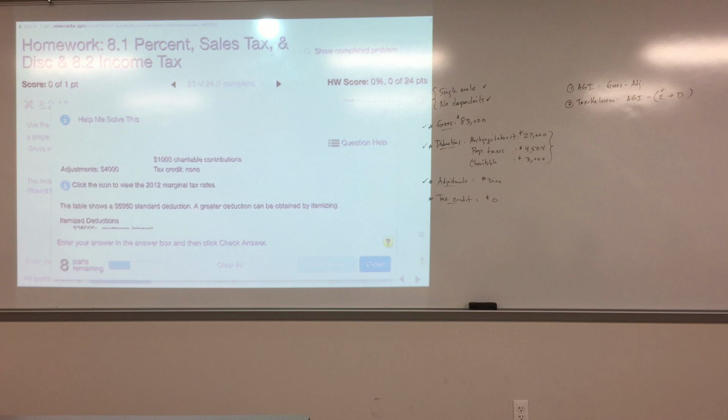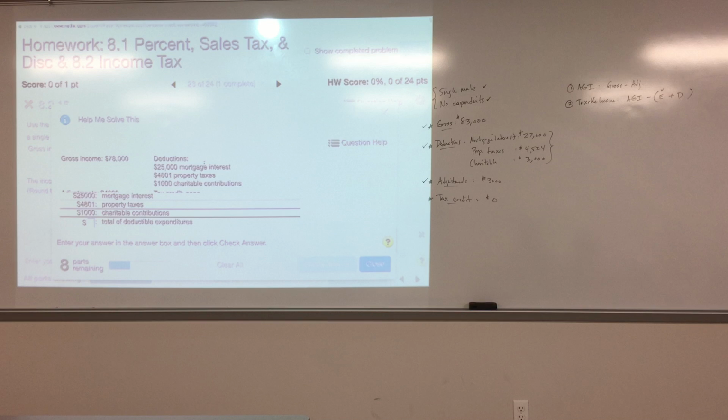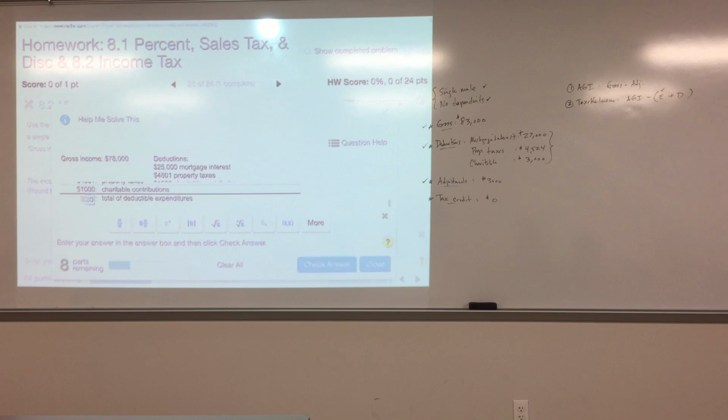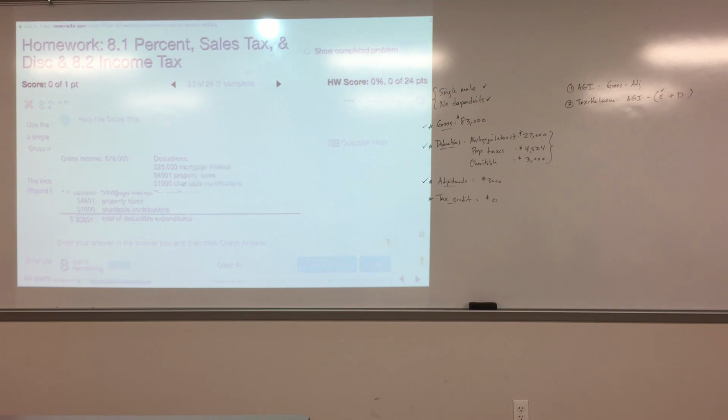Okay. Now, we got to figure out our deductions. In this case, it looks like our deductions are going to be greater than the standard deduction, right, everybody? So this is going to be 30,801. All right, good. So now, our taxable income is the adjusted gross income minus your exemptions plus your deductions.